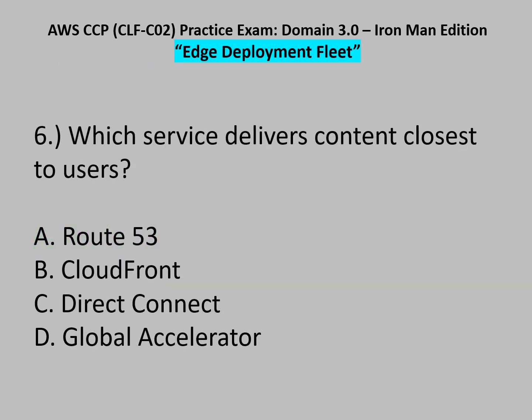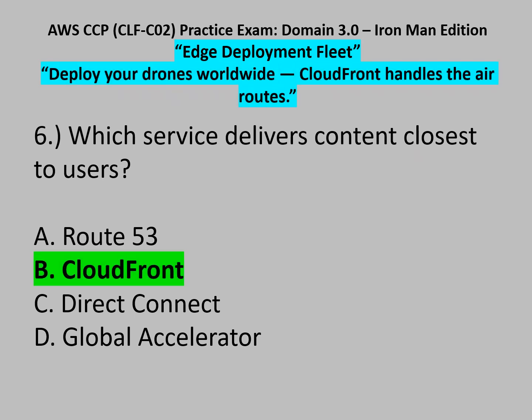Question 6. Which service delivers content closest to users? A. Route 53. B. CloudFront. C. Direct Connect. D. Global Accelerator. The correct answer is B. CloudFront. CloudFront caches and delivers data and applications to users worldwide with minimal latency.